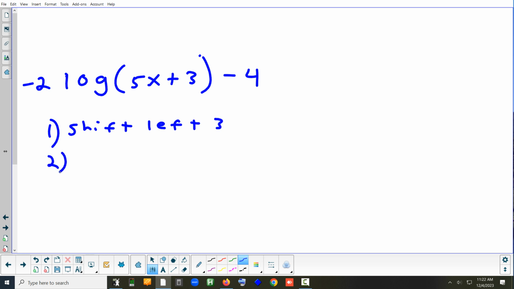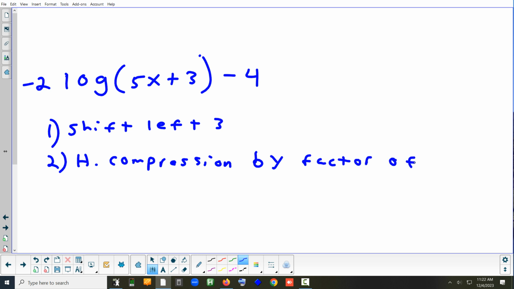Okay, so we got that. Then what's the next thing that we would do? Yeah. Horizontal compression. Yep. So that's going to compress it horizontally 5 times as much. If you wanted to stretch it horizontally, you would have done a 1/5. That would stretch it 5 times as much. So horizontal compression by factor of 5. So there's the next one.